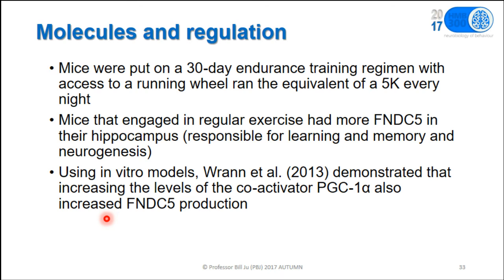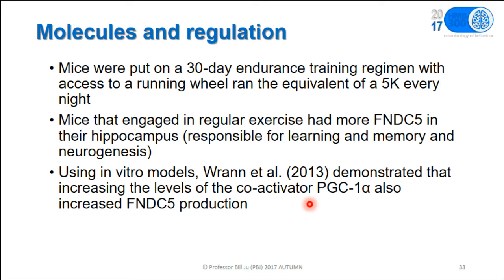So one of the things that he did in his original paper, Ran et al. in 2013, was that he put mice on a 30-day endurance training. So they ran on a wheel, which is equivalent to running about 5K every single night. And one of the things that he found was that mice that were doing this, normal mice, not PGC1 alpha knockouts, but just normal mice, they did indeed increase the levels of FNDC5, not just in their muscle, which is where you'd expect it, but also FNDC5 levels within the hippocampus. And he found that this was responsible for their improved memory and learning, as well as neurogenesis.